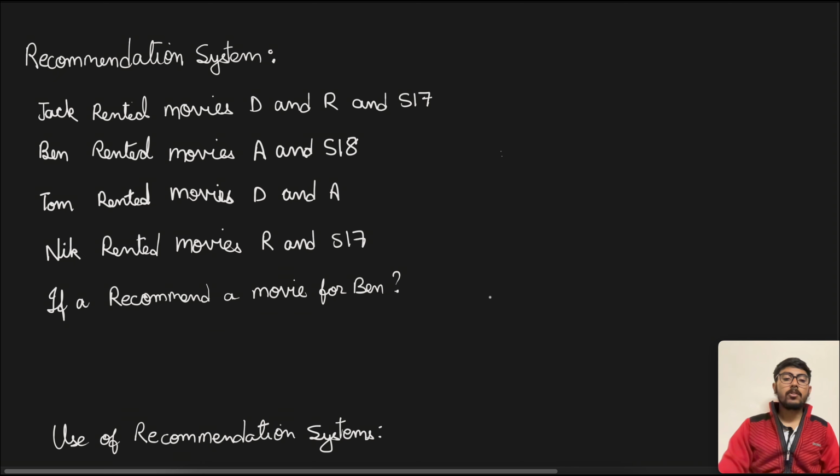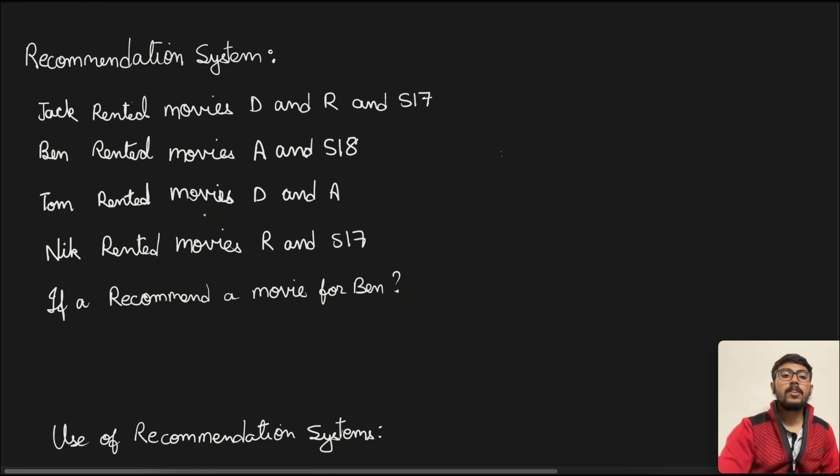So let's read the question first. Jack rented movies D, R and S17. Ben rented movies A and S18. Tom rented D and A. Nick rented R and S17. So what is a good recommendation of a movie for Ben? So that was the question.